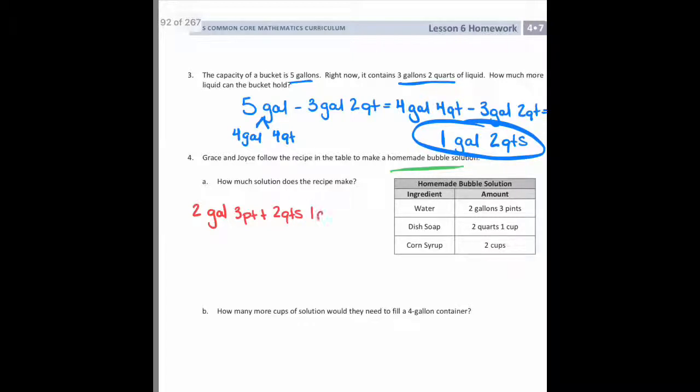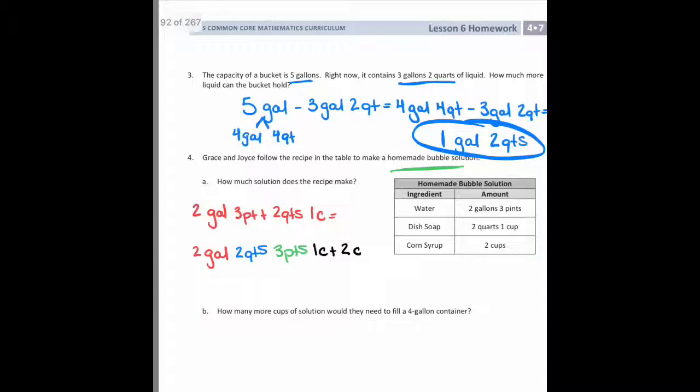And then we have those 2 cups to add to it. Actually, let's do all these in different colors to make a little bit more sense. So we have 2 gallons and 2 quarts. I'm going to go from biggest to smallest measurement. 3 pints, let's do that in green. And we have 1 cup. And then we have those 2 cups of corn syrup that we got to add.